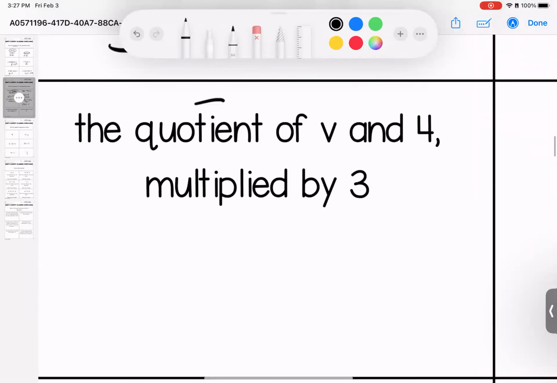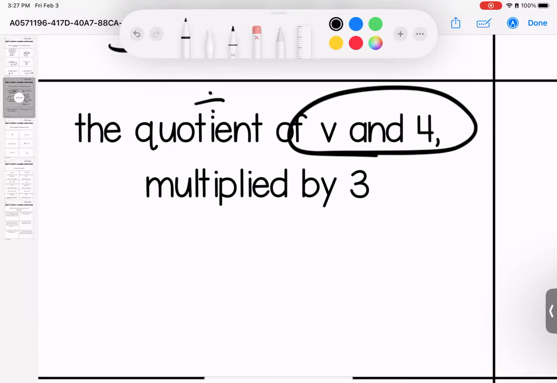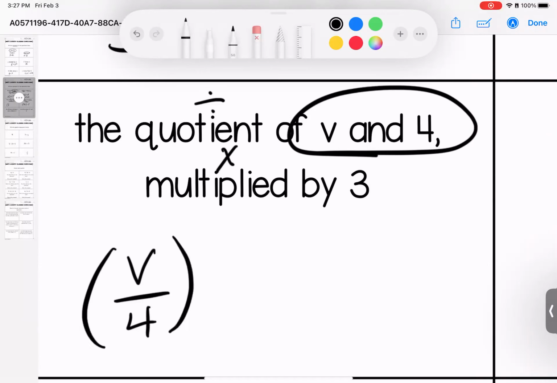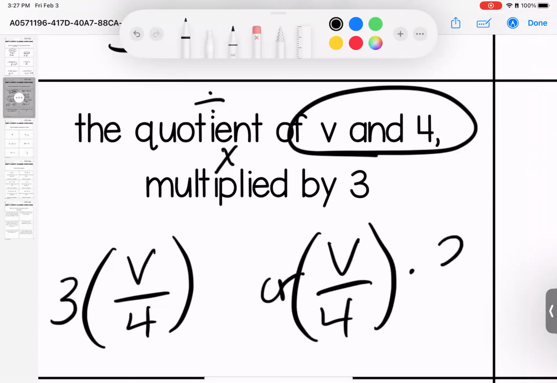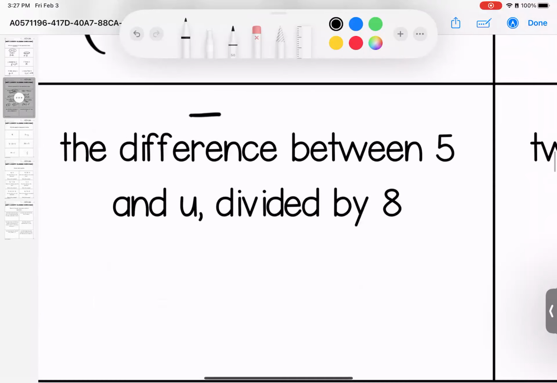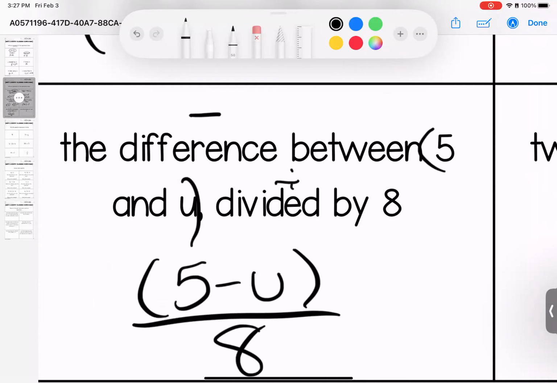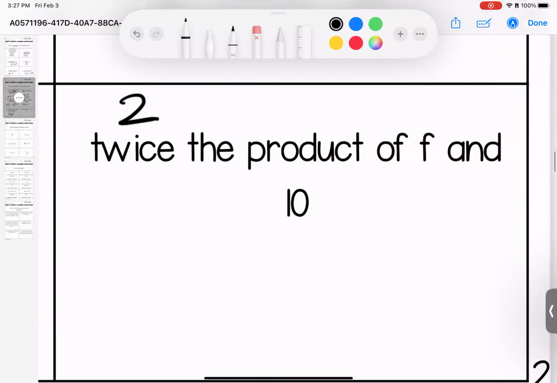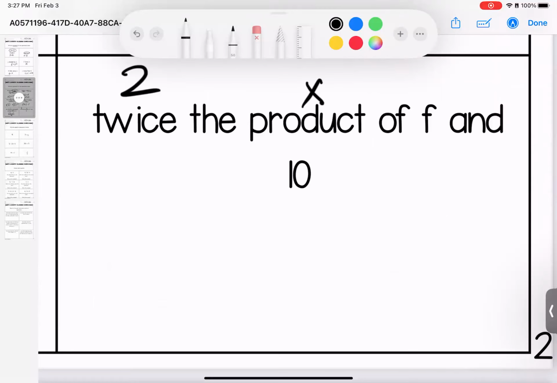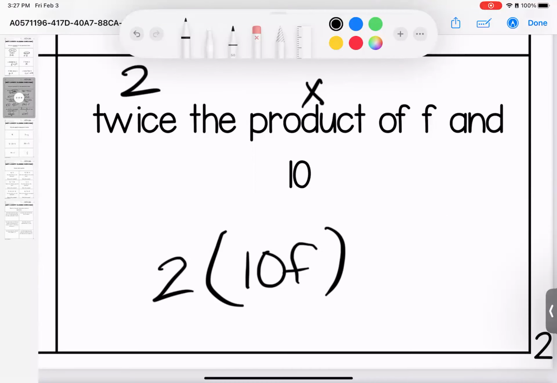The quotient of V and 4 multiplied by 3. So the quotient of V and 4 multiplied by 3. Or I could do V over 4 times 3. Coming down here, the difference between 5 and U divided by 8. So we have the difference of 5 and U divided by 8. Twice the product of F and 10. So the product means these need to be multiplied, and we're going to double it or do twice.